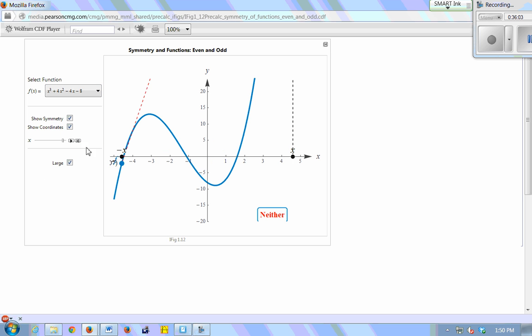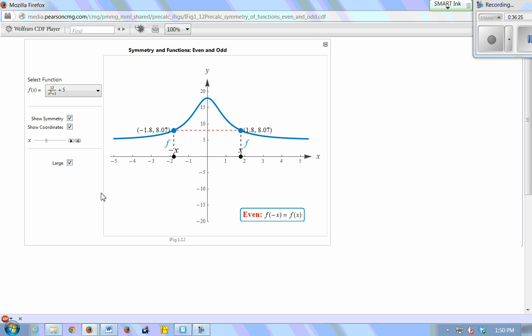Here's another one that has origin symmetry. Does this one? No, this isn't odd. I have opposite x's, a positive 1.8 and a negative 1.8, but my y's are 6.33 and 3.59. They're not opposites. So this is not odd.